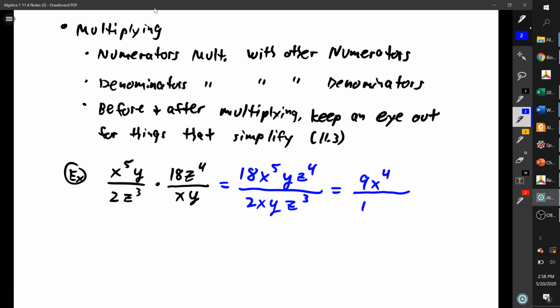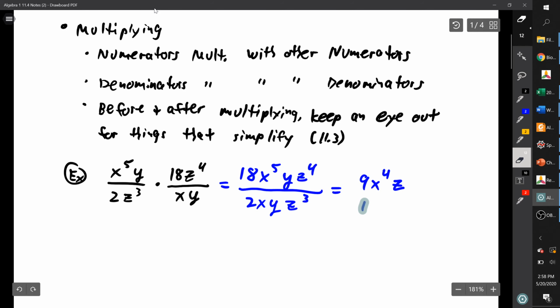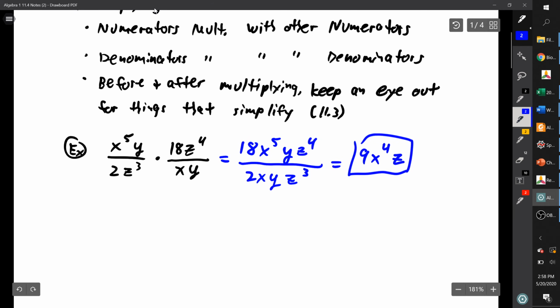You look at the y's. Y to the 1st over y to the 1st. Y over y is 1. Or you could look at it as, is the power of y bigger on top or bottom? Neither. It's a tie, and ties eliminate. Then you look at the z's. Is the power of z bigger on top or on the bottom? On top. By how many? By 1. So we put a z in the top, or technically z to the first. Then at this point, we don't need the over 1 anymore. And we're just left with that as our answer.